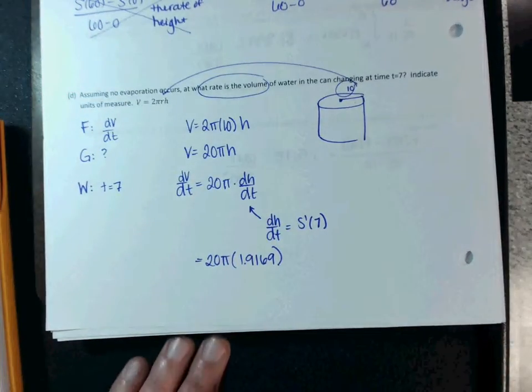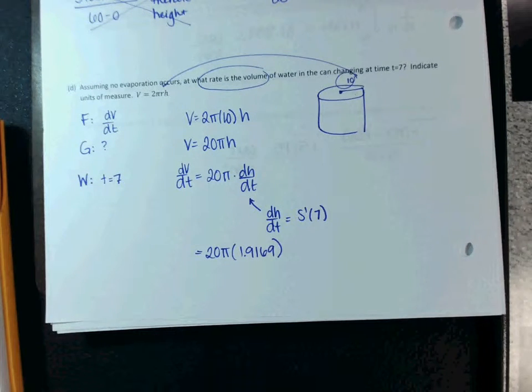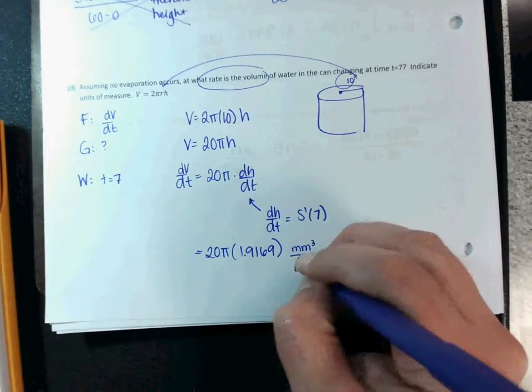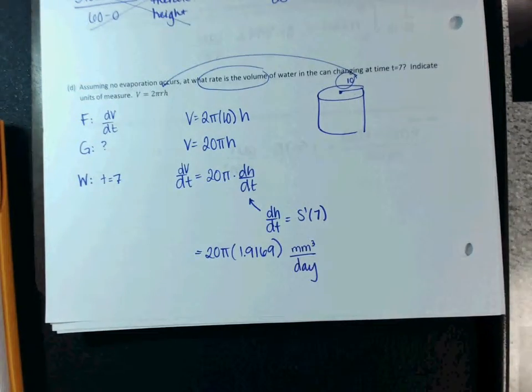Now, it says to indicate units of measure. This is the rate of change of volume. What will I put? Something cubed. What cubed? Millimeters cubed per day. Good. Make sense? Okay, so turn the page.